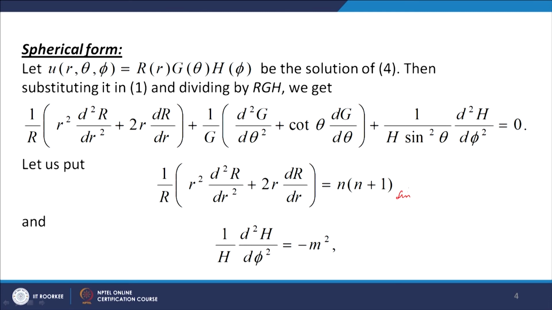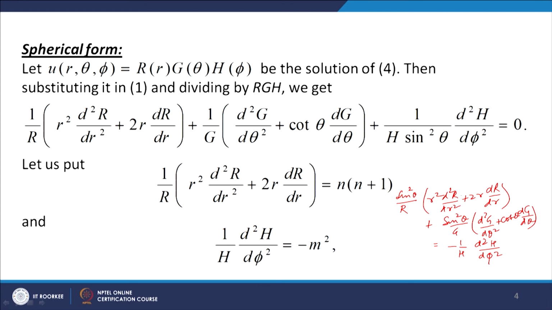Sin square theta into 1 by r square d square r over dr square plus 2r dr over dr, plus sin square theta over g into d square g over d theta square plus cot theta dg by d theta, equal to minus 1 over h d square h over d phi square.